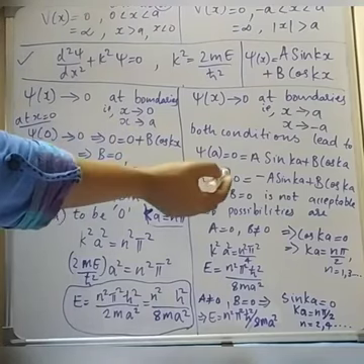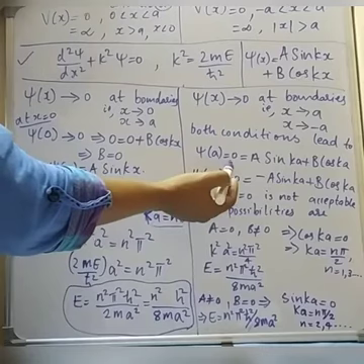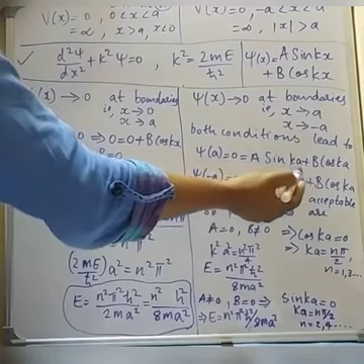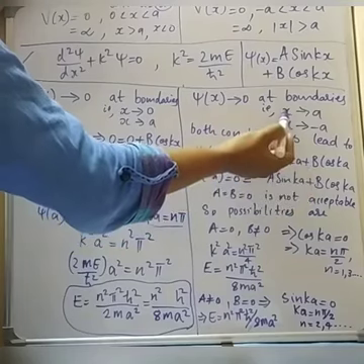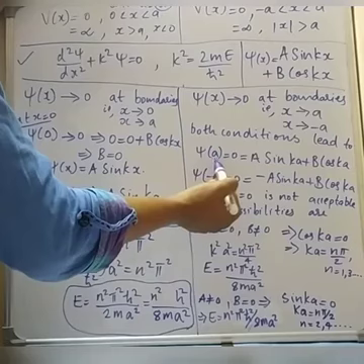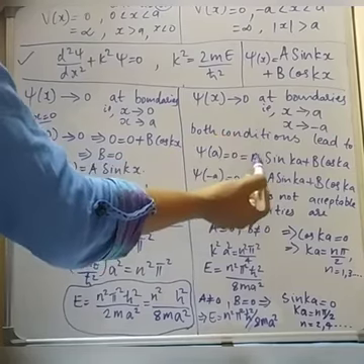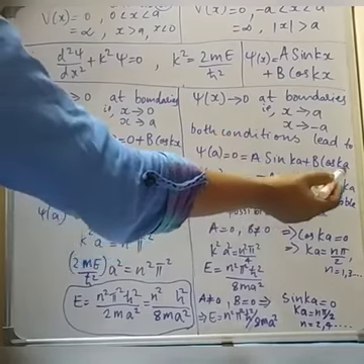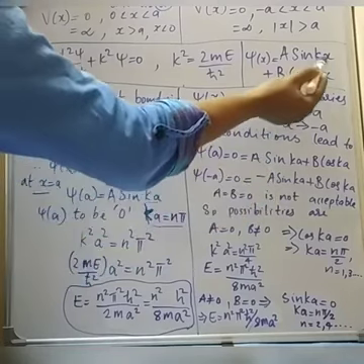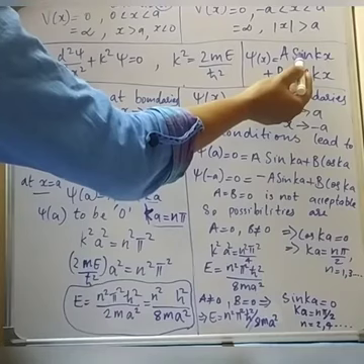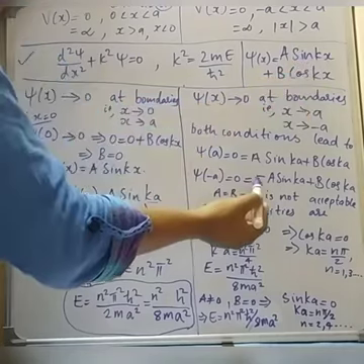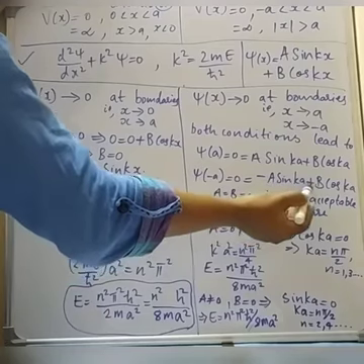So, now we have two equations. When psi of a is to be 0, we have a sin ka plus b cos ka, just apply x equal to a in the first equation. That is to be 0 according to the boundary conditions. So, a sin ka plus b cos ka is equal to 0. Also, when we apply minus a here, sin of minus theta will be minus sin theta. So, we will have a minus: minus a sin ka plus b cos ka.